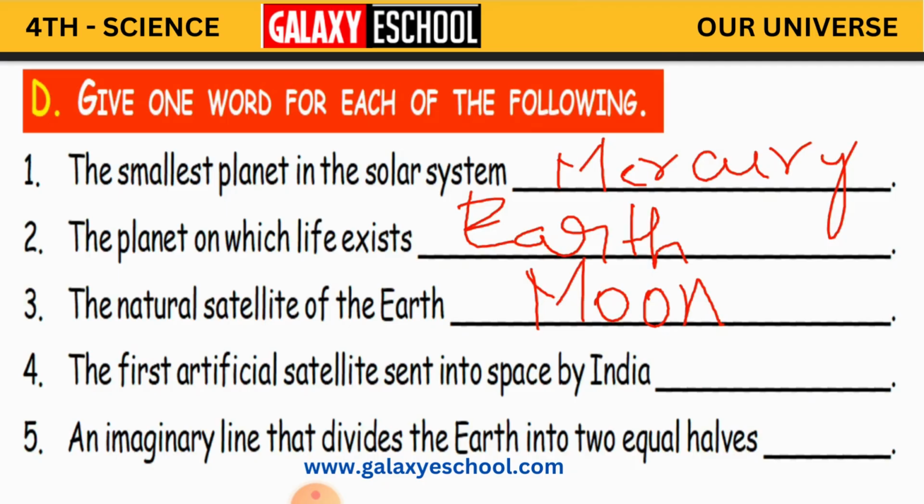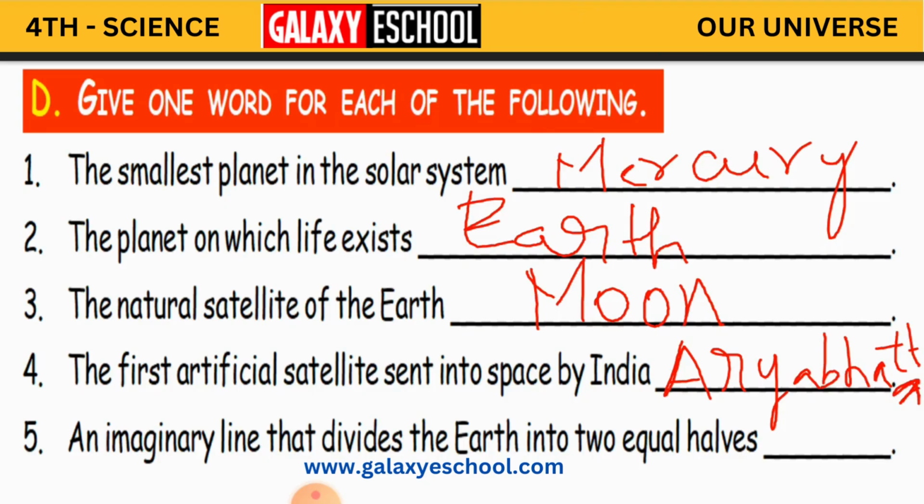People have invented artificial satellites, children, and foreigners invented them first. But from our country, India, the first artificial satellite sent into space, what is the name of that satellite? It is Aryabhatta. Okay, children, this is Aryabhatta.